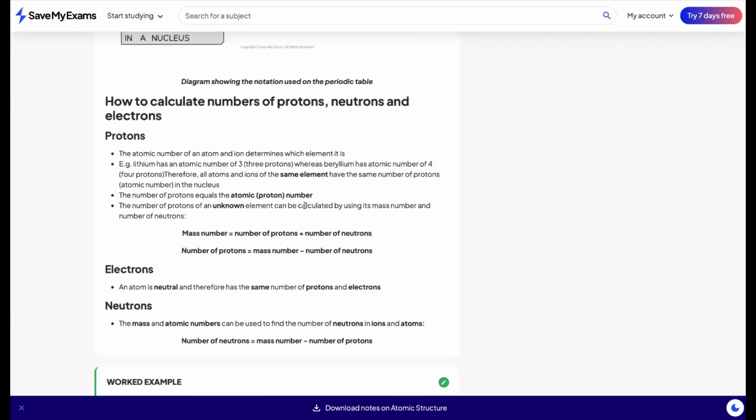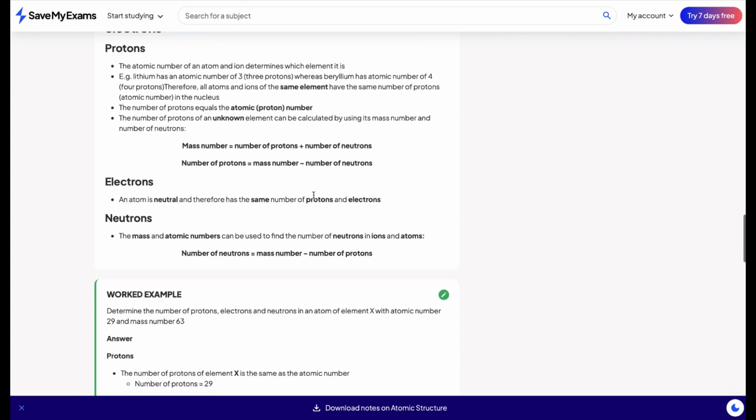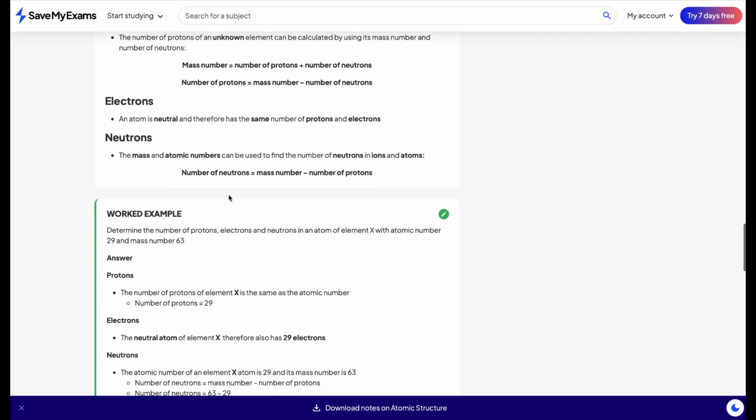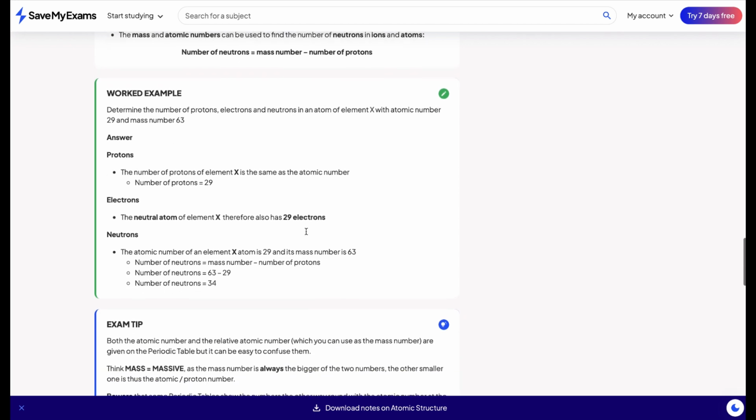So let's move on quickly. We've also itemized how to do the calculation. An atom is neutral, and therefore it has the same number of electrons as protons when it is electrically neutral. We already explained how to do the calculation: you take the mass number or nucleon number minus the proton number. Now here is a worked example.